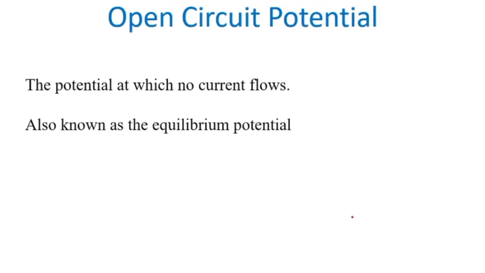Now, when we talk about open cell potential, what does it mean? In applied electricity, we know there is open voltage, open current and closed current. Open current means there's no current flowing through. So it is the potential at which no current flows, and it's also known as the equilibrium potential.